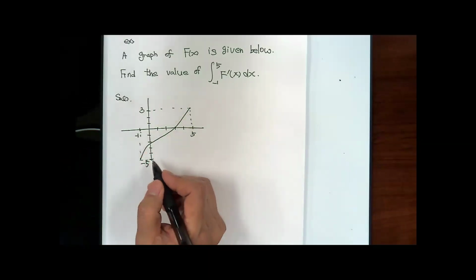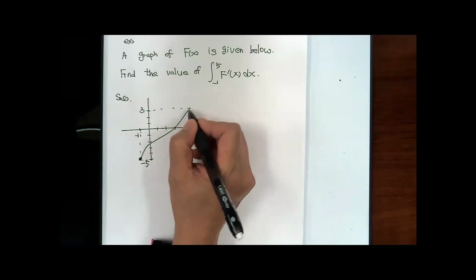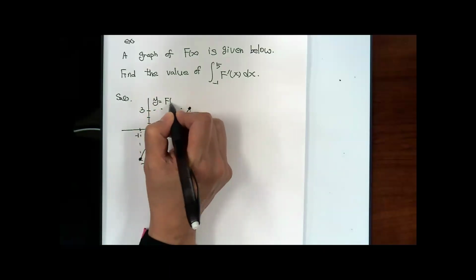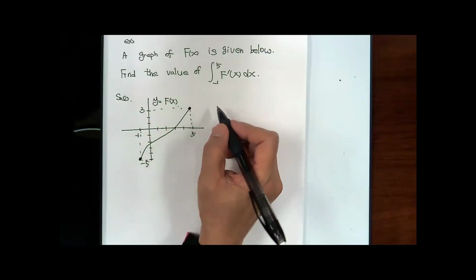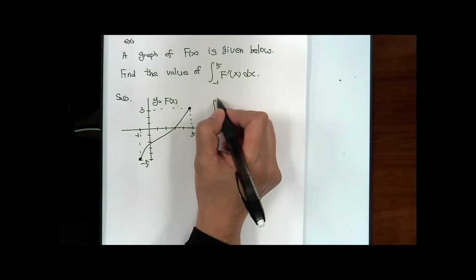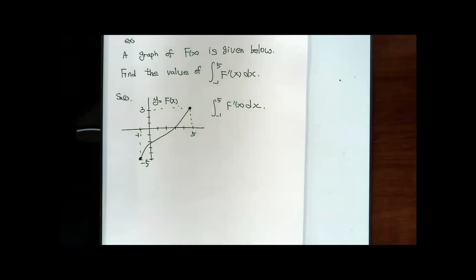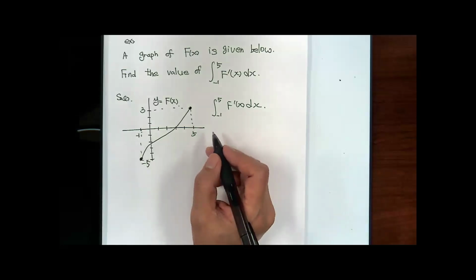You can draw the graph any way you want, as long as the starting point and ending point are the same. This is y equals large F of x. What the question is asking you is the integration of the derivative of the function. What is given here is the original function. In other words, just after you integrate, you will get this large F of x function.